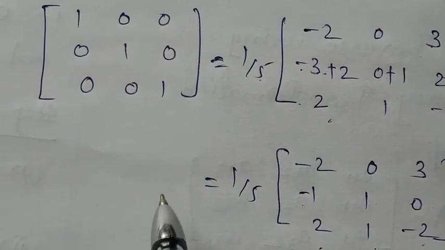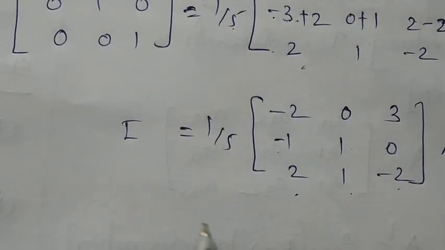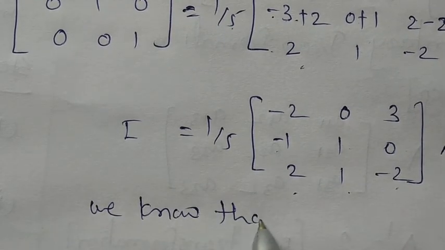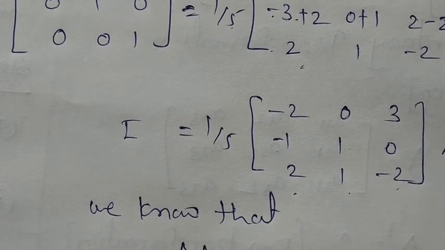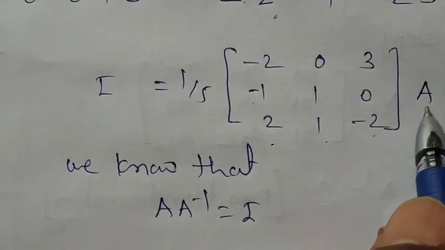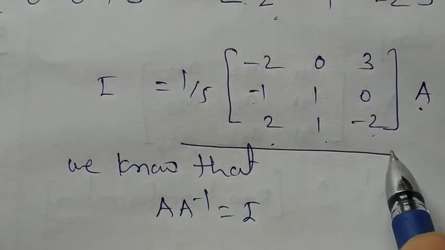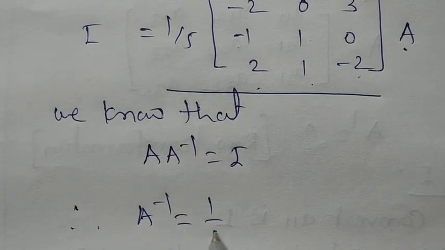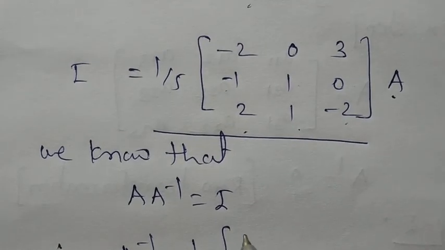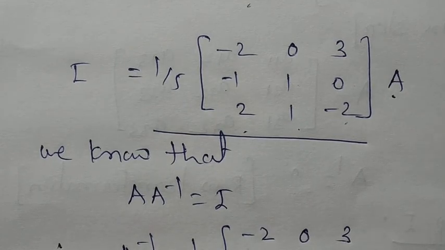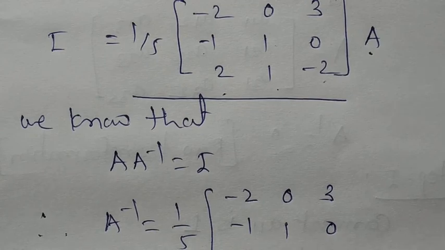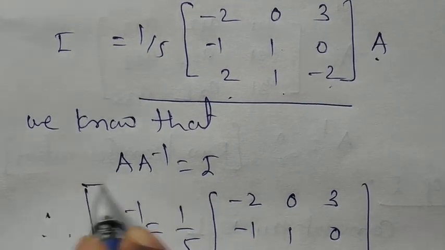And this becomes I. So when does I happen? We know that A into A inverse is equal to I. So A is here, and what does this term become? A inverse. Therefore A inverse is equal to 1 by 5 times minus 2, 0, 3, minus 1, 1, 0, 2, 1, minus 2. And this is your A inverse.